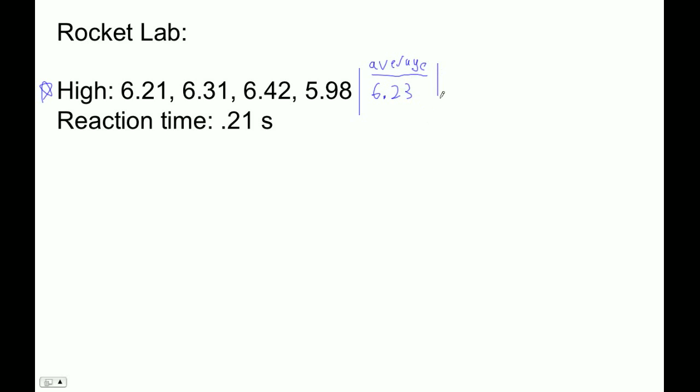The next thing I think is reasonable to do is understand that when we launched that rocket, it went pow up in the air, and we reacted to that. It went bang, and then sometime later we pressed stop on the stopwatch when we could see it coming down. So we were actually fairly accurate at that. But I think the time on our stopwatch is actually short, so we need to add the reaction time.